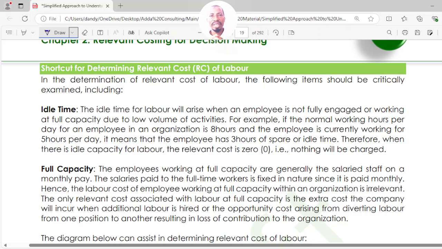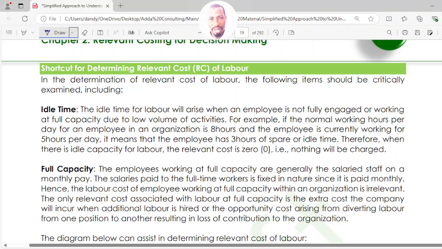So any employee on a monthly salary is one at full capacity. They are the ones working at full capacity. Therefore, as a result, the salaries paid to workers are irrelevant and should be ignored. Okay. However, the only relevant cost that can arise through full capacity is the extra labor cost that the company will incur, because when you are working at full capacity, you don't have spare time. Okay, you don't have spare time to engage in any other thing.